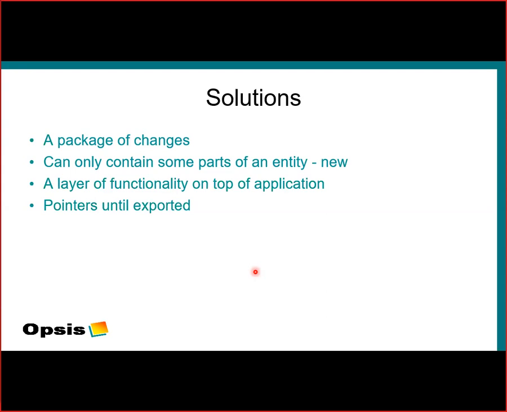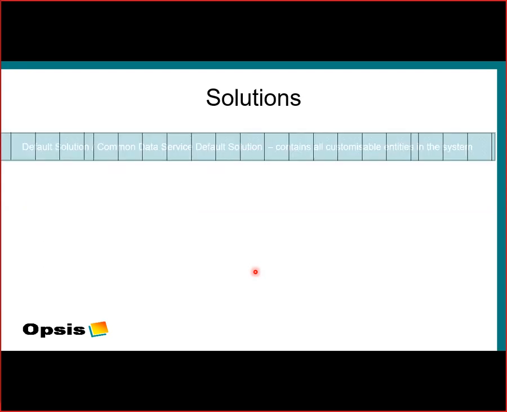What is important to be aware of is that a solution is only a pointer to the default solution or the Common Data Service solution until you export the solution. And I've got a diagram to explain that to you. So if you think about that as being representative of either the Common Data Service default solution, or what we used to know as the default solution, as a thing that contains all of the customizable entities in the system.